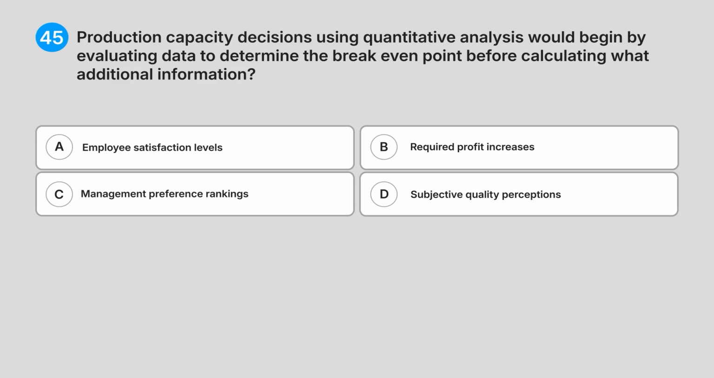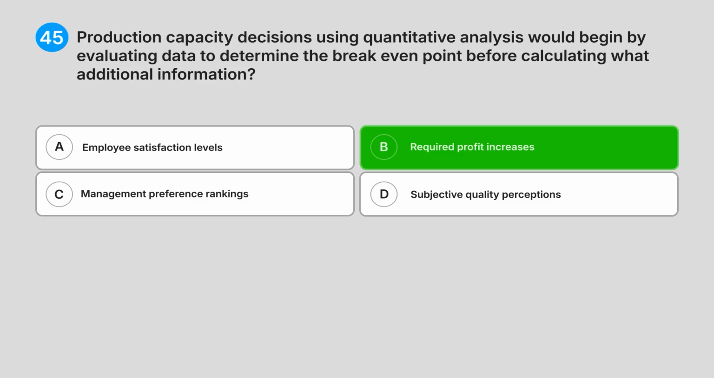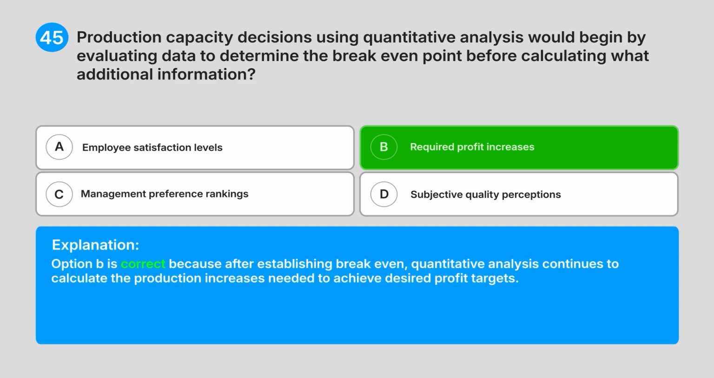Correct answer. B. Required profit increases. Explanation. Option B is correct because after establishing break-even, quantitative analysis continues to calculate the production increases needed to achieve desired profit targets.